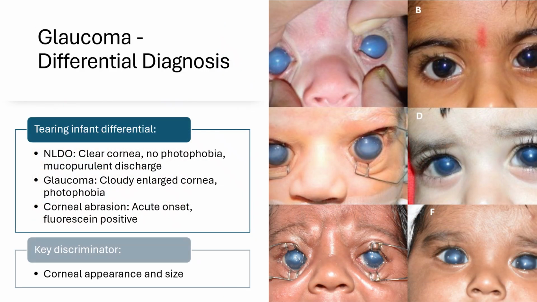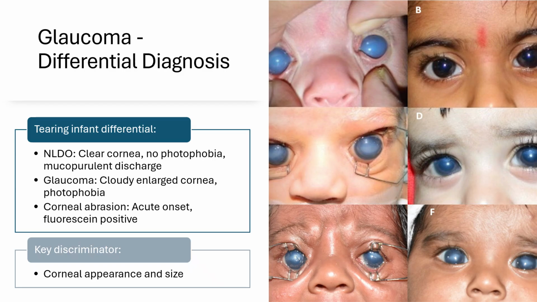When an infant presents with excessive tearing, 3 main conditions enter the differential. The corneal appearance immediately distinguishes between them. Nasolacrimal duct obstruction causes tearing in 10% of newborns. These infants have clear, normal-sized corneas with no photophobia. The tearing worsens with crying or cold weather.